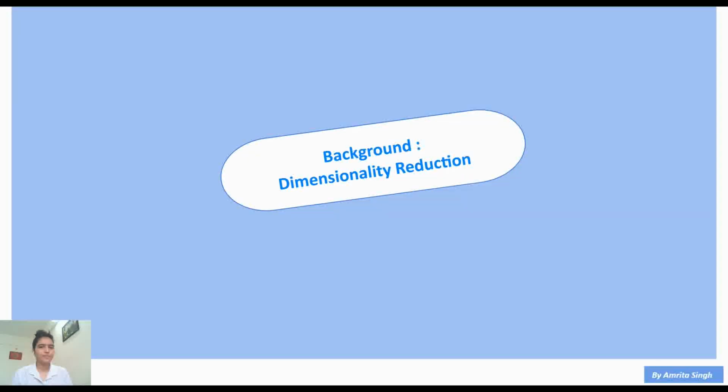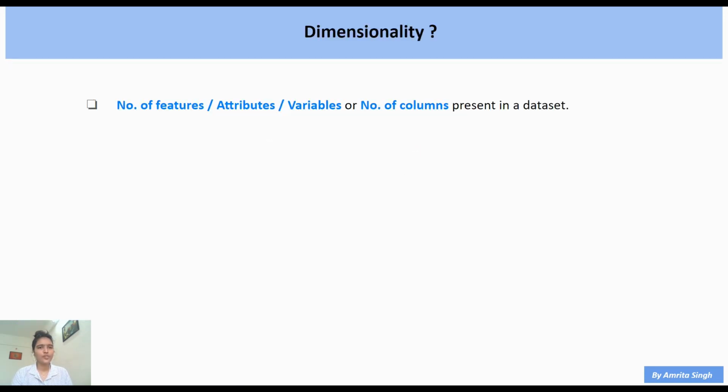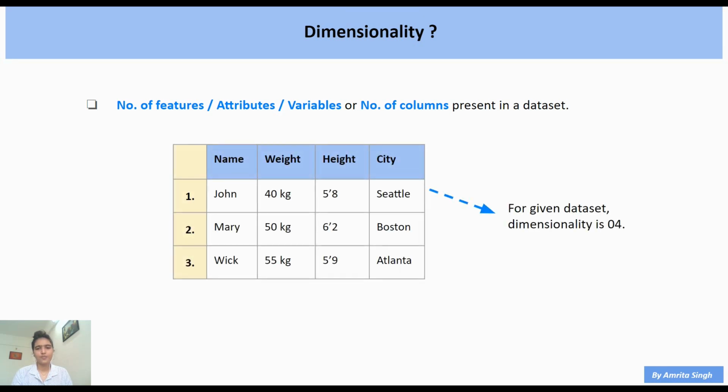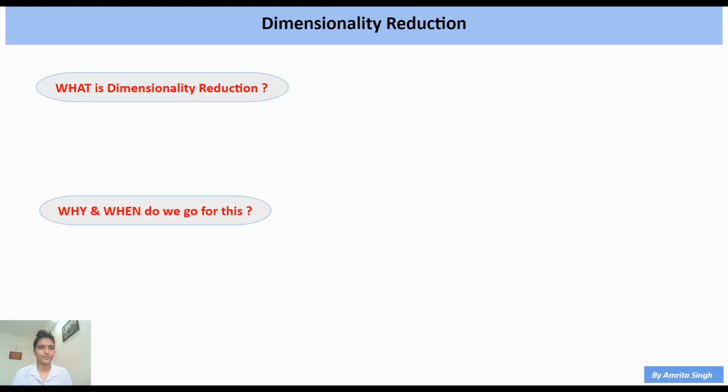Okay, so since PCA is a dimensionality reduction technique, first let's understand this term. What do we mean when we say that a given data set has X dimensionality? It means it has X number of features or columns present. This small data set, you see here, has a dimensionality of 4 because it has 4 features. Then what is dimensionality reduction?